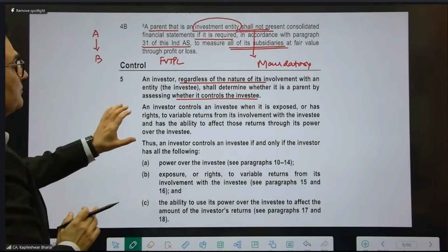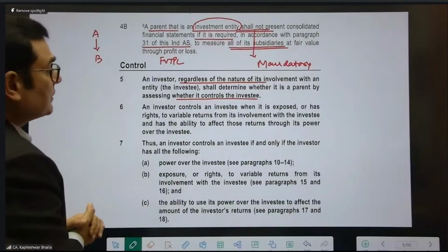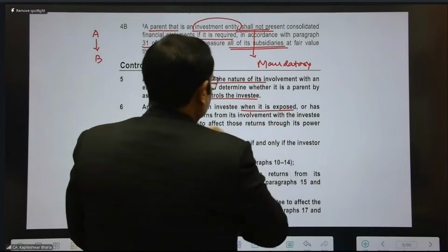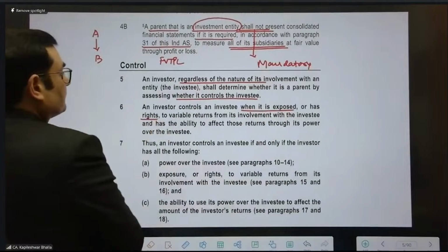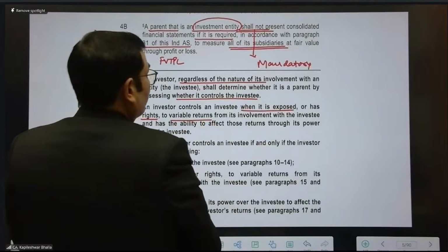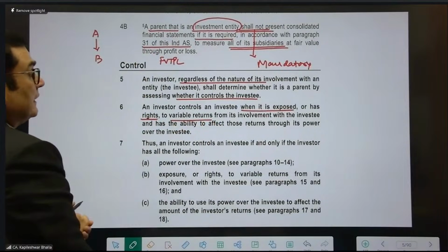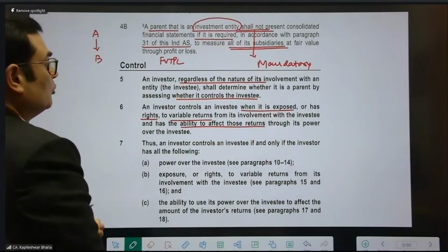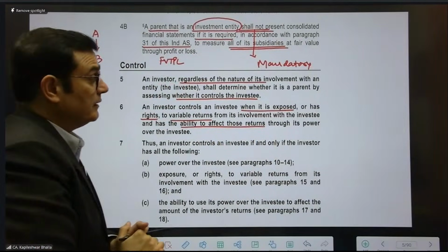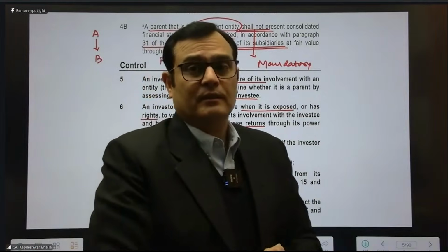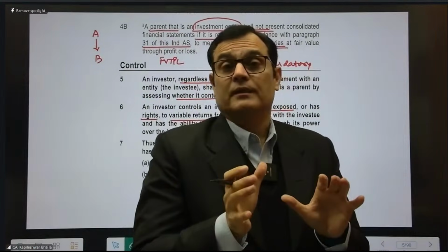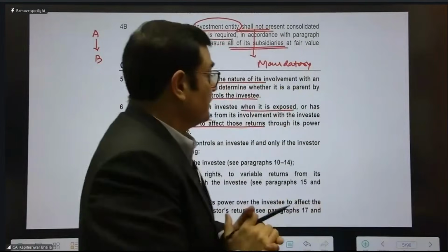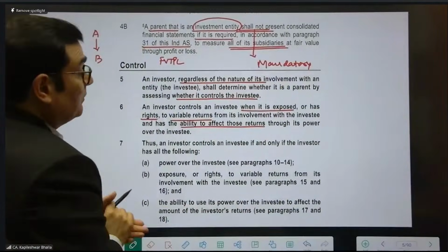Now, in para number 6, it says an investor controls an investee when it is exposed, or has rights, to variable returns from its involvement with the investee and has the ability to affect those returns through its power over the investee. Now you can see there is no reference to percentages. It's only talking in terms of power, and the ability to exercise that power to influence variable returns.